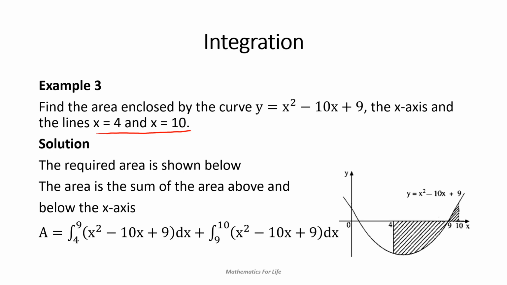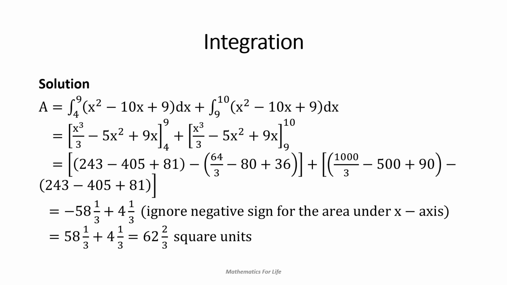So the equation for finding this particular area is given by the integral from 4 to 9 of x squared minus 10x plus 9 dx, and then added to the integral from 9 to 10 of x squared minus 10x plus 9 dx. Evaluating the areas for the two regions, we are going to get the area is equal to the integral from 4 to 9 of x squared minus 10x plus 9 dx, and then added to the integral from 9 to 10 of x squared minus 10x plus 9 dx.